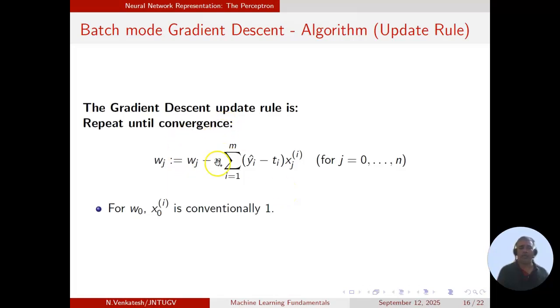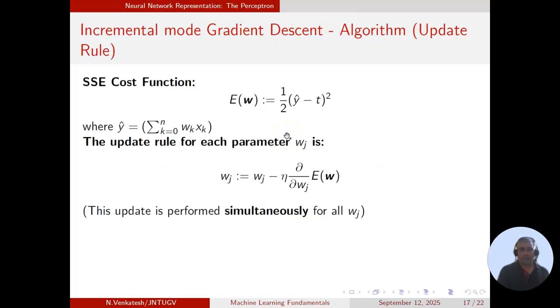We need to repeat this until we get convergence. As you have observed here, we have considered all training examples and then updated the weight. There is another mode of gradient descent, the incremental mode, where after every training example you update the weights. For one training example you calculate the error, that is y cap minus t, and then you take the square. Again we are using 1/2 to cancel out the derivative.